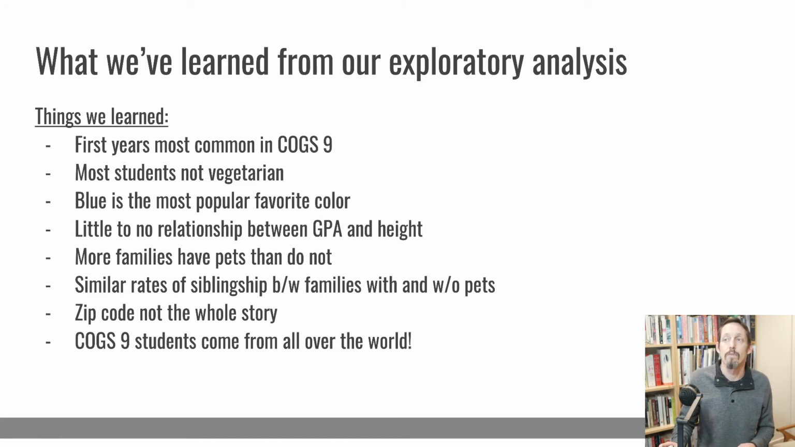All right, so some things that we've learned from our exploratory data analysis. Most of you are first years, most are not vegetarian. Blue is quite popular. There's probably no relationship between GPA and height. More families have pets, similar rates of siblingship between families with and without pets, but maybe a small bonus, right? That says that perhaps there's some families that don't have pets, maybe slightly more likely to have no siblings. Zip codes are great for the Americans, but terrible for looking at the world. And you really all do come from all over, but except not very much in the Southern Hemisphere.